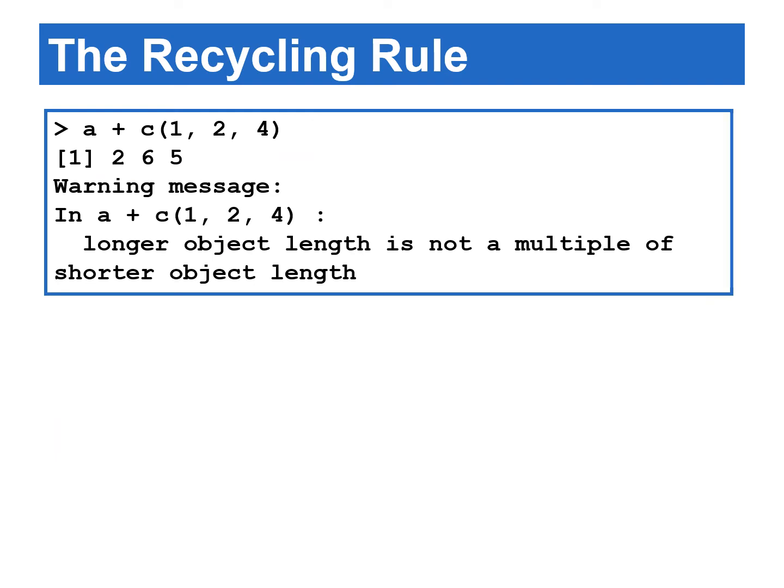If the length of a longer vector is not a multiple of the shorter vector, R will issue a warning message, but it is not an error. This is generally not what we intended.